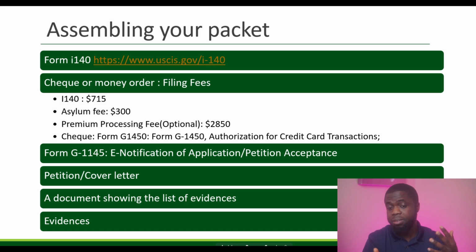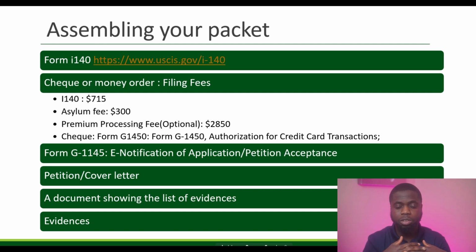So those are the fees basically that you pay officially to USCIS. It all depends. The total cost can vary from $1,015 to close to $4,000. You understand? It all depends on whether you are doing premium processing or not.